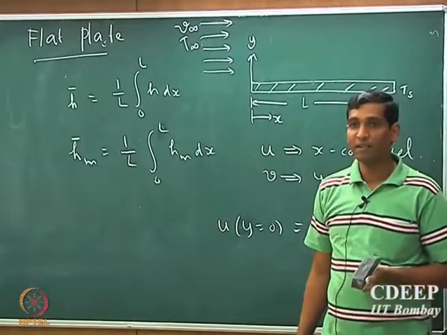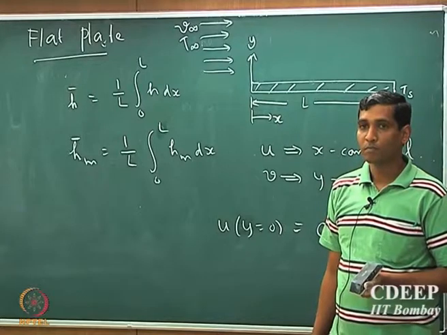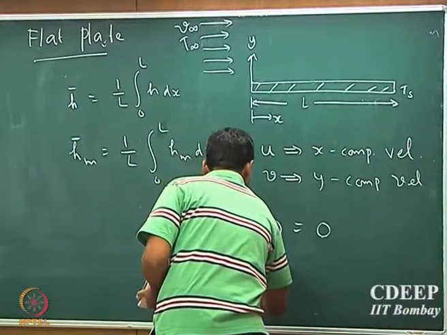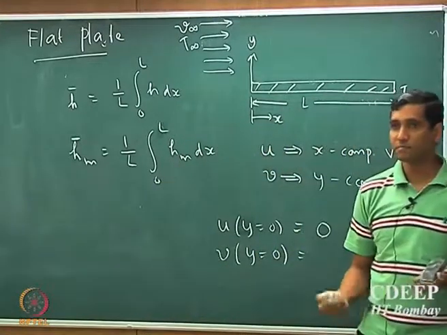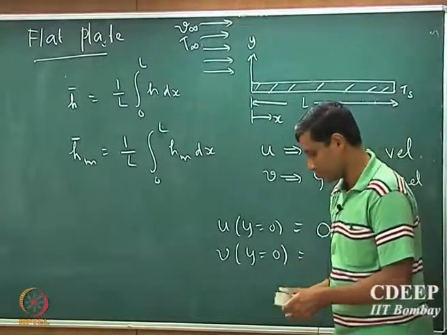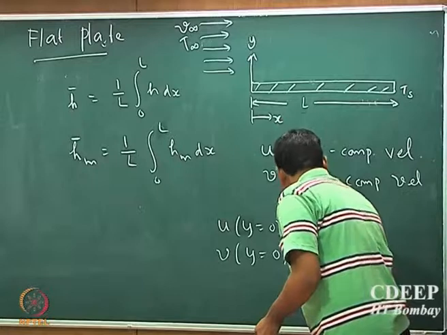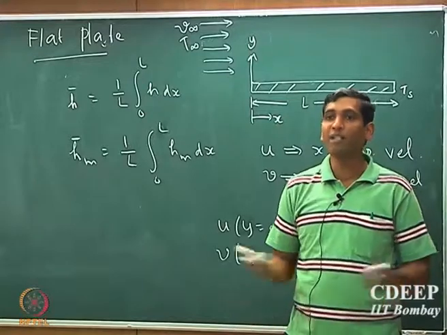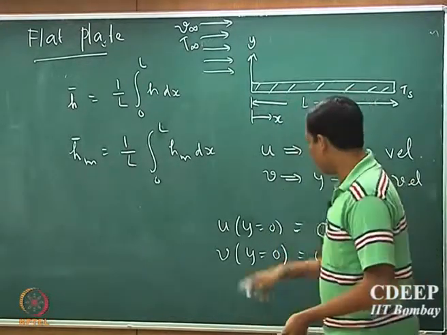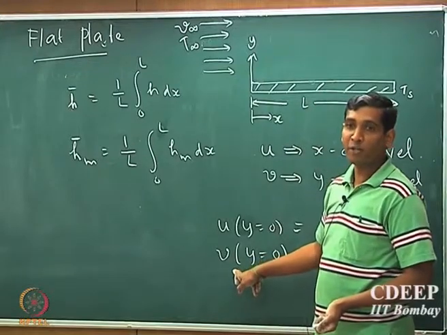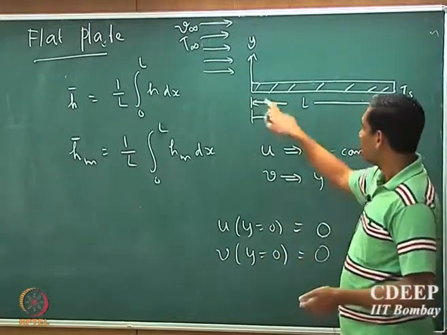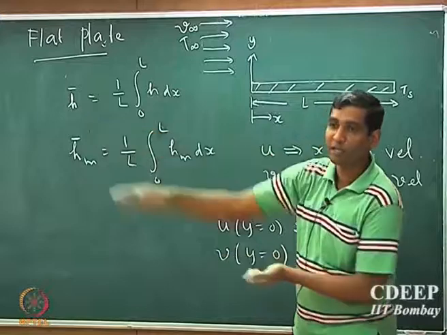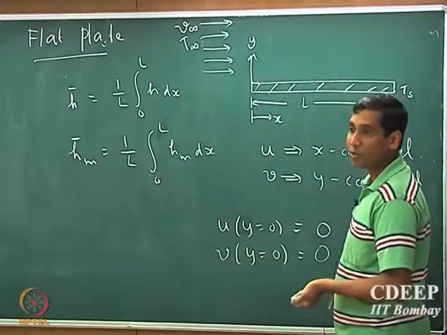What about the y component velocity? v at y equal to 0 is also 0. So the fluid is at rest, and when fluid is at rest, it means that all the components are 0. So u and v, the x component and the y component velocity at y equal to 0, are always 0 because of the no slip boundary condition. The fluid doesn't slip along the flat plate, and therefore the velocity is 0.